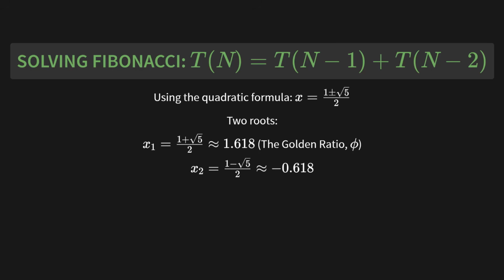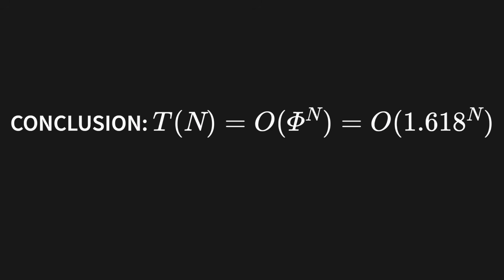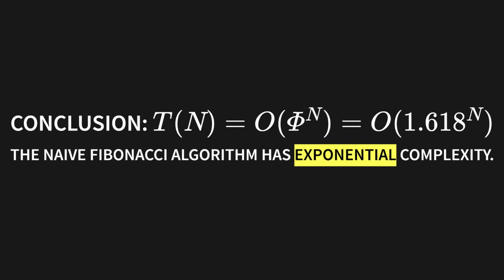2 roots. x1 equals 1 plus square root 5 over 2, approximately 1.618. That's the golden ratio, phi. x2 equals 1 minus square root 5 over 2, approximately negative 0.618. Step 3. Compare absolute values. 1.618 is greater than 0.618. Dominant root is phi. Conclusion. T of n equals O of phi to the n equals O of 1.618 to the n. The naive Fibonacci algorithm has exponential complexity.